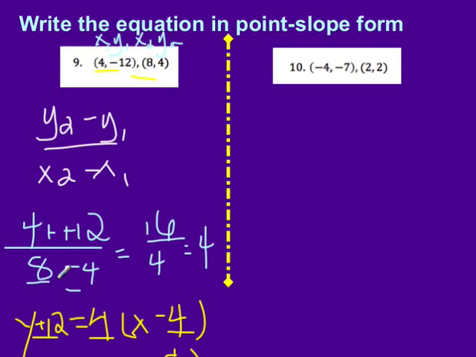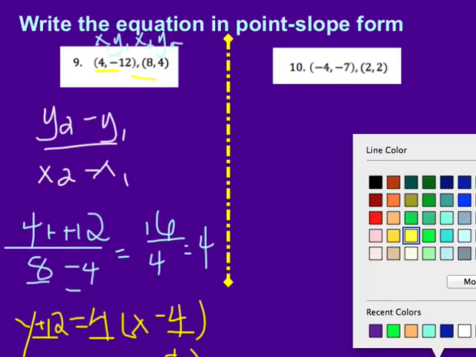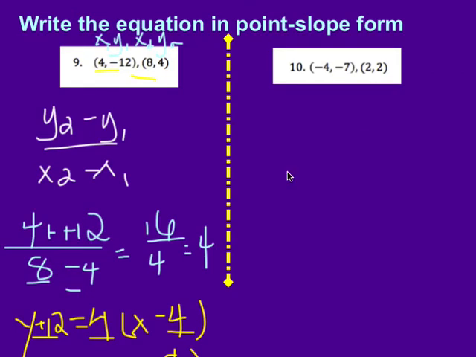Let's take a look at number 10. We're going to go ahead and calculate out that slope now. So we're going to do y2 minus y1 over x2 minus x1. So if calculating slope is difficult for you, I do have an extra video of calculating slope in the resource folder on Schoology. So 2 plus 7 is going to give us 9.